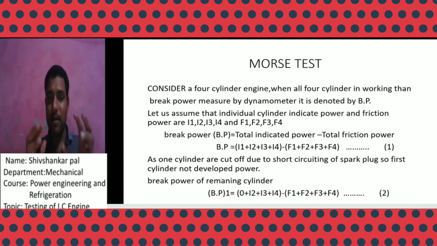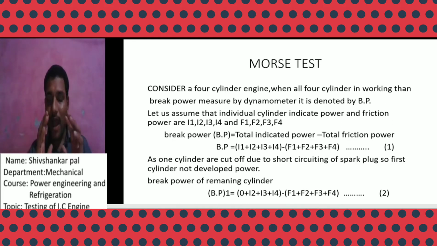Engine or single cylinder engine. Basically, the Morse test gives a more accurate result on a multi-cylinder engine. In a multi-cylinder engine, when any one cylinder does not work, the effect on the output brake power, how much brake power is lost because one cylinder does not work, is obtained through the Morse test.